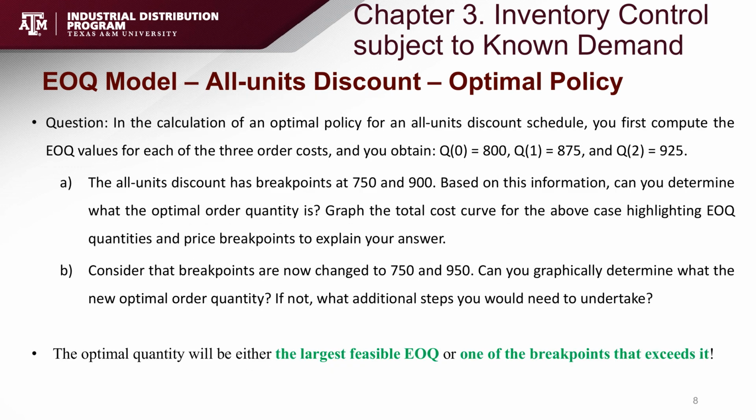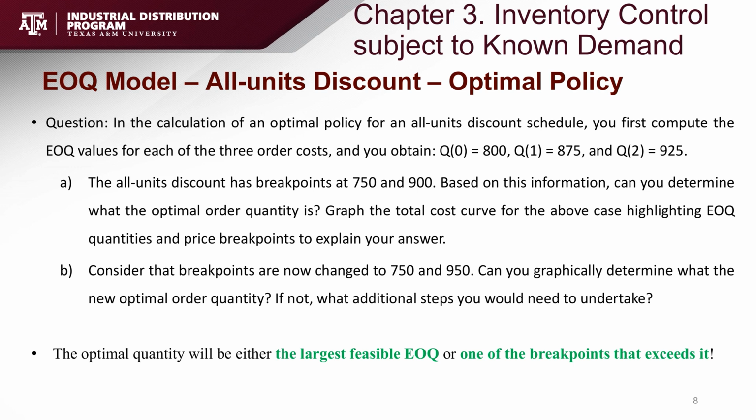Now let's test the idea with a practice problem. Suppose you've already computed the three EOQ values for an all-unit schedule, and you get Q0 equals 800, Q1 equals 875, and Q2 equals 925. Part A asks, with breakpoints at 750 and 900, can you pin down the optimal order quantity straight from the graph? And Part B changes those breakpoints to 750 and 950 and asks the same thing.